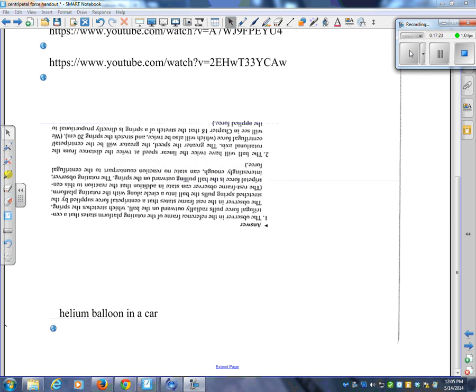How come when you slam on the brakes, if I got a tennis ball, the tennis ball goes boom off the windshield, but the helium balloon goes backwards? What is up with that? Does it have anything to do with the string? Nope, nothing actually. It just holds it in place.